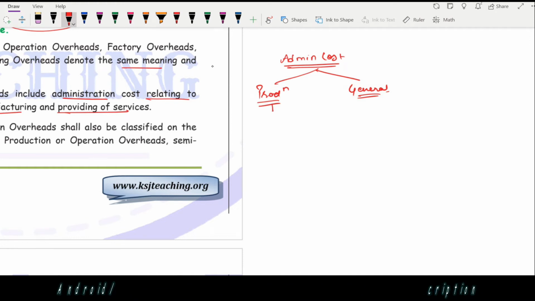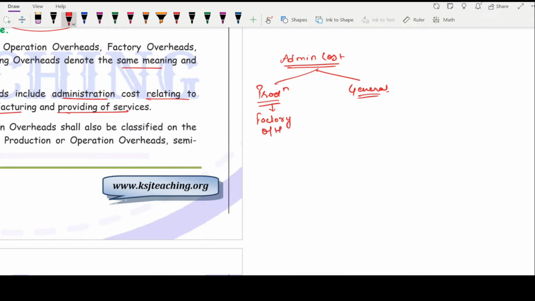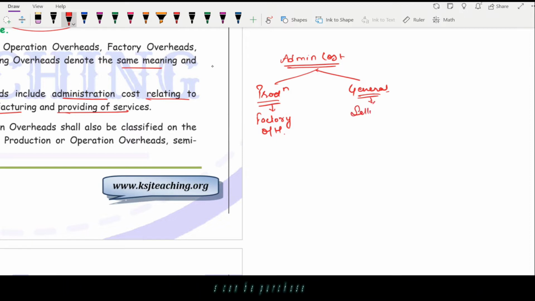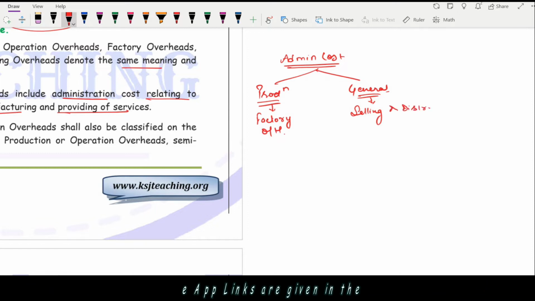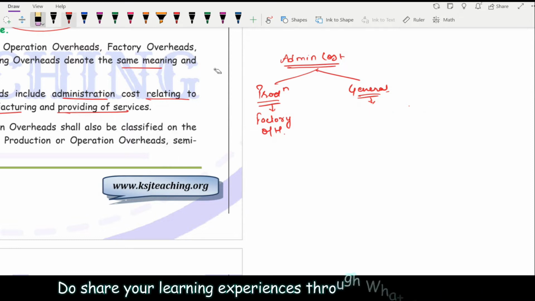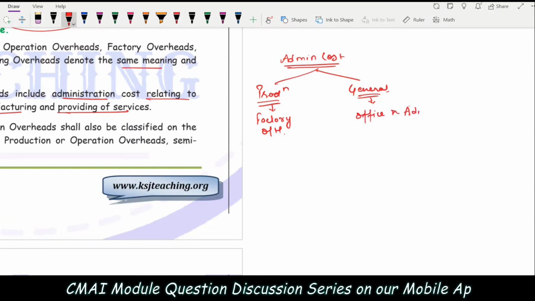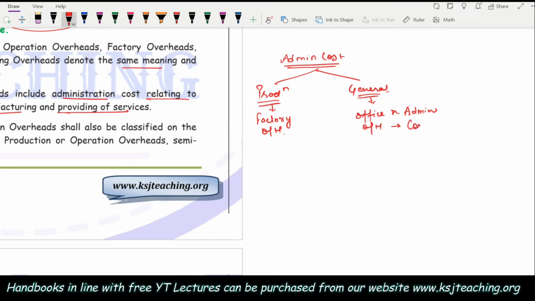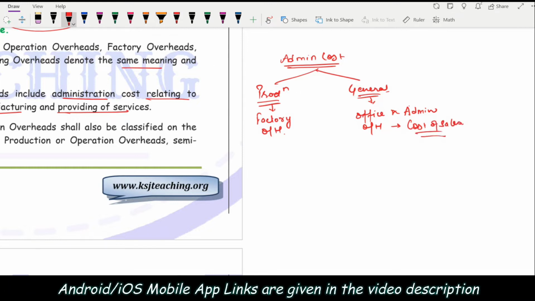Now the one which is related to production will come under your factory cost, or we call it factory overheads or production overheads. The one which is general, we take it under selling and distribution overheads, office and administration overheads, right? These are taken while calculating the cost of sales.